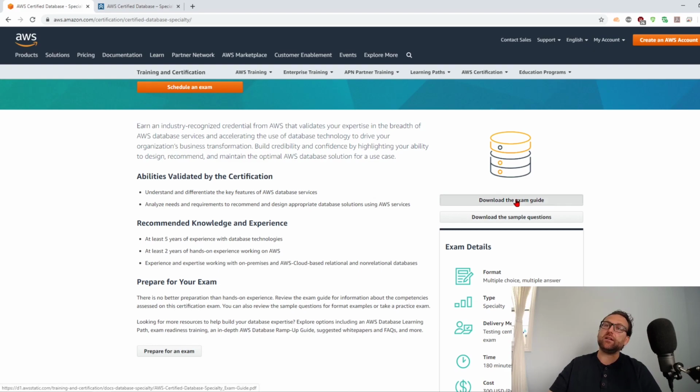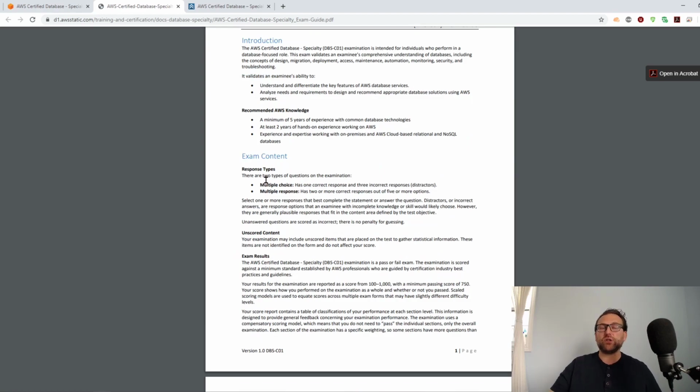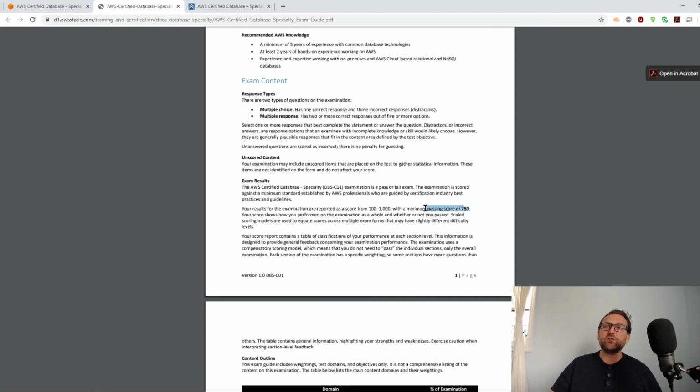And let's look at the exam guide itself to see what kind of details we have in this exam. So basically it's understanding features of database services, analyze the requirements, design appropriate database solutions with AWS services. We saw the recommended knowledge. The content, like always, multiple choice, multiple response questions. And of course, this one requires you to have a passing score of 750. Again, this is one of the tougher exams that I've come across.